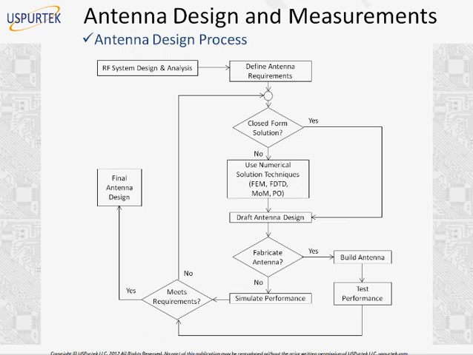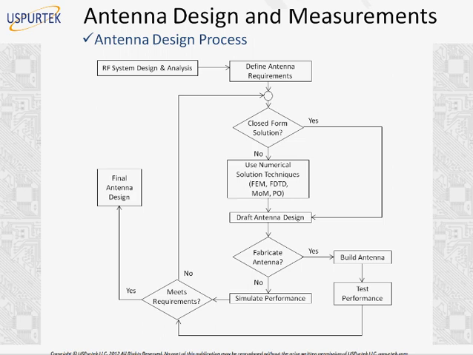Now, if there is a closed form solution available, we just make a draft antenna design. A draft antenna design is first the design on paper or on your computer by using one of the CAD tools. After that, we can again decide: do we really want to fabricate this antenna? Like if the cost of fabrication is not too high, we may even fabricate the antenna and then test its performance. And if it meets our requirements, then the antenna design is final. Otherwise, we may have to rebuild the antenna.